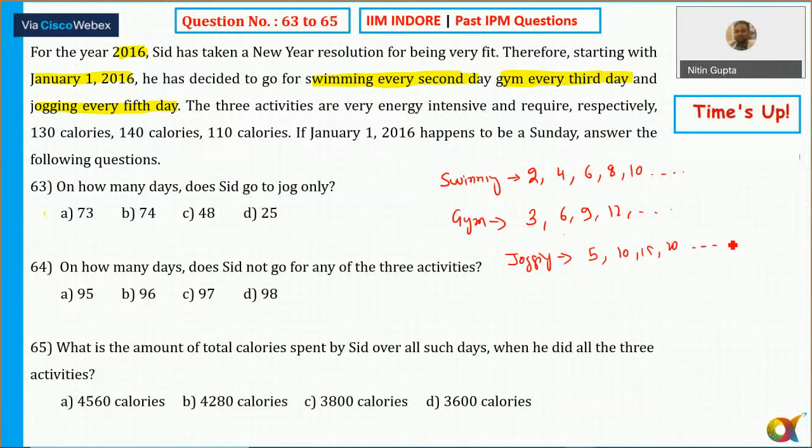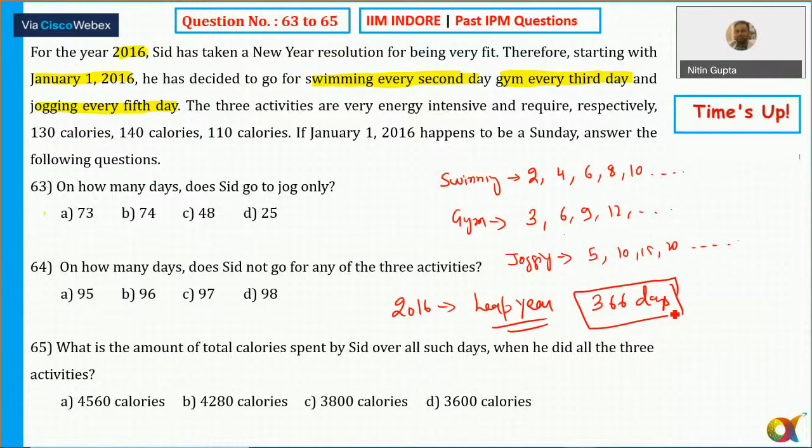And how many days are there? Now it's the year 2016, guys. 2016 is a leap year. So in a leap year, how many days are there? A total of 366 days. So I'll say day 1 to day 366. Swimming will be, how can it be 1?